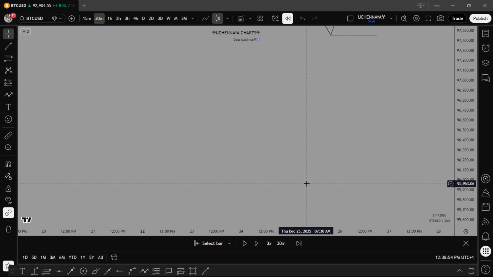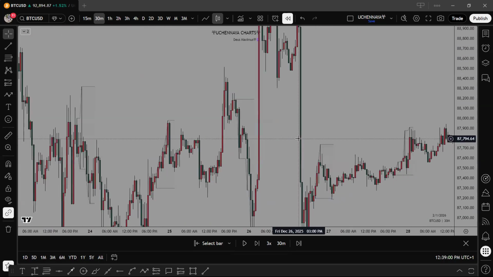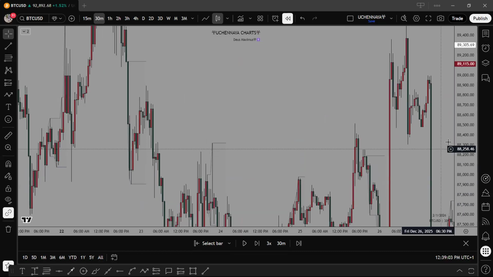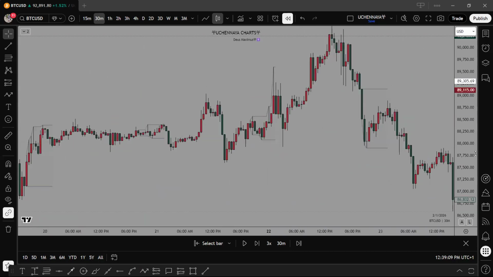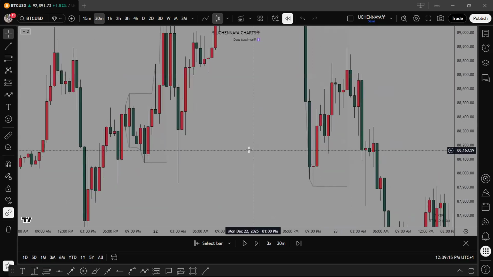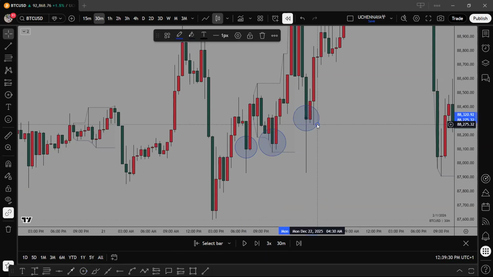Now, when you go on your chart to look for V levels, this is what V levels look like. I just want to show you ones that are mitigated. This is a V level. This is a V level. This is a V level.